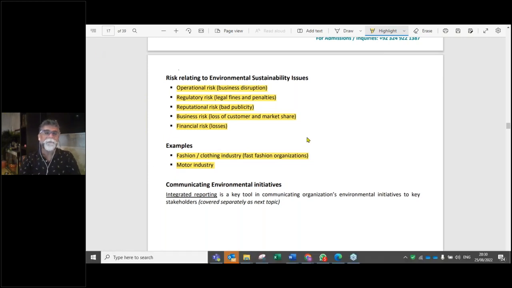Yes, it's very important that we communicate all these things, right? We should take advantage of it. If we are a good company, if we are doing some good causes, we should. So there is something called integrated reporting.